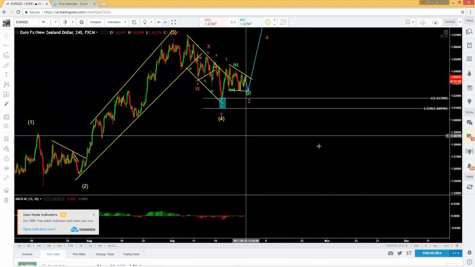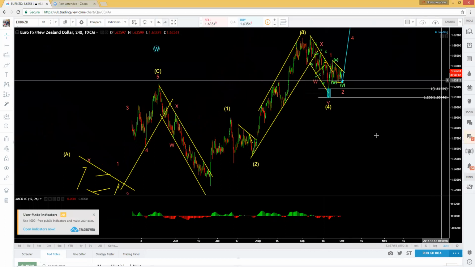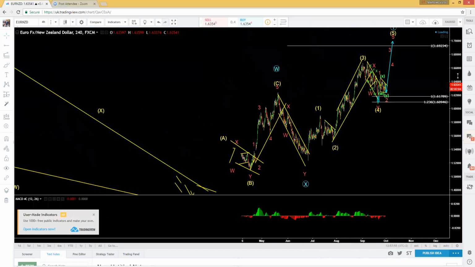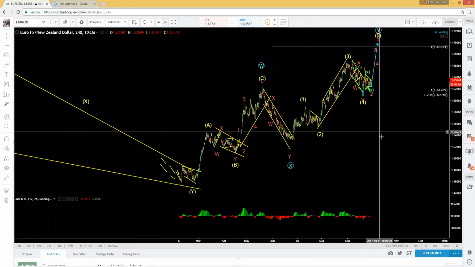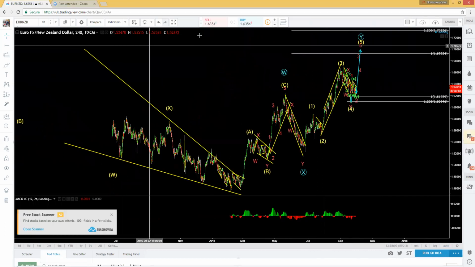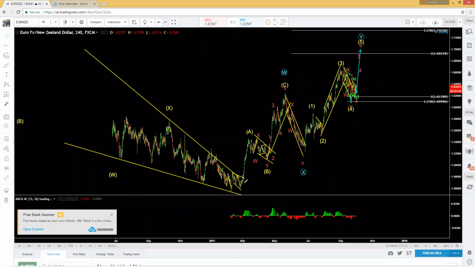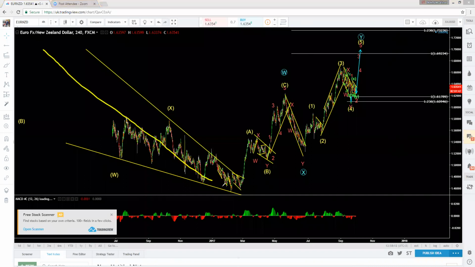Okay, so this is the 4 hour chart. Euro New Zealand, similar to most of the charts that we're looking at. And I actually took this trade here last year. I don't know if it was last year or beginning of this year. I took a trade here because you're anticipating the break of this long-term downtrend.